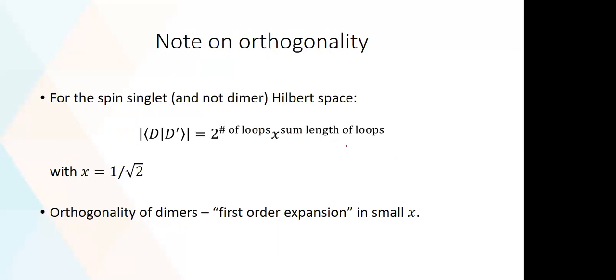Okay. Wait, so this is the overlap only between d, the base state, and d prime, the state with loops relative to the base state? It can be any two dimer states. But in the transition graph, yes, D is the reference, and D prime is another dimer configuration. So yes. Okay.